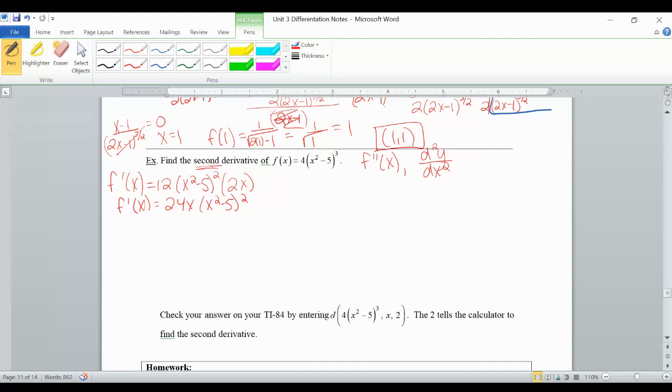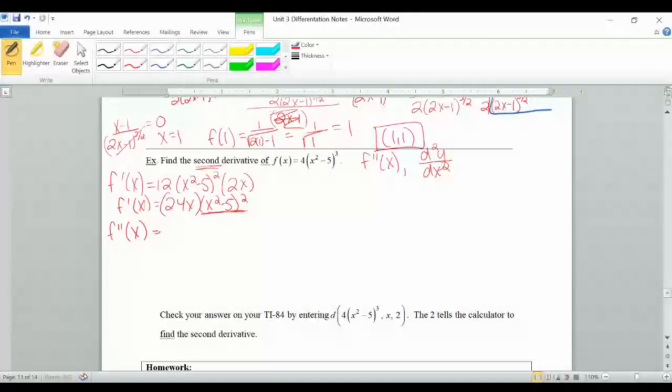And then I have to use the chain rule and the product rule to find the second derivative. So if I'm looking for f double prime of x, notice that this is like a product here. So I've got a product of these two, but this guy here is going to involve the chain rule.